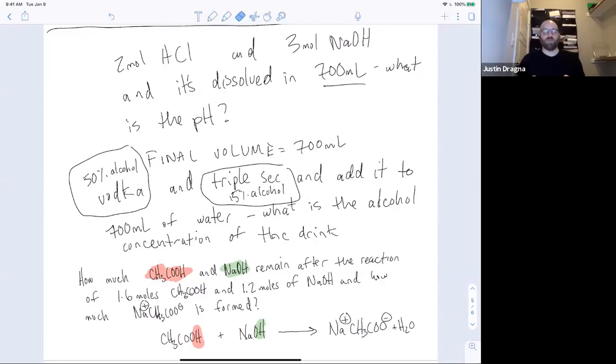Think about it. I give you a bottle of vodka and a bottle of triple sec. Let's forget about the fact that they're 50% alcohol and 15% alcohol. Remove the math from your brain for a second. Each one has a certain amount of alcohol in it, right? And I say, here is 700 milliliters of water. This is a strange situation we find ourselves in, but I say, add vodka and triple sec to it, and then tell me what the final concentration of alcohol is in the drink. What is the missing piece of information that I need to give you?